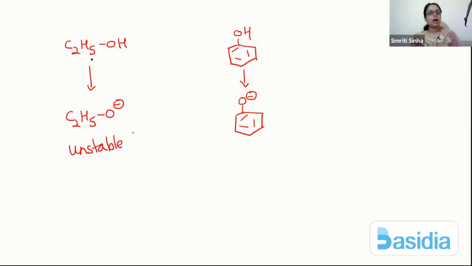It is highly basic, but the acidic character of ethanol is weak because this conjugate base formed is unstable, so it won't allow its H plus to go out easily.